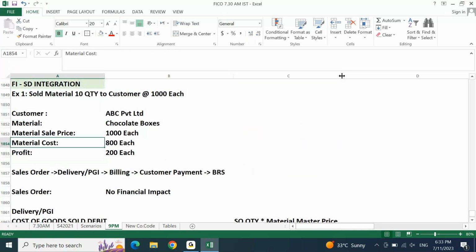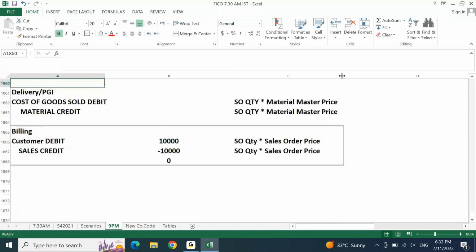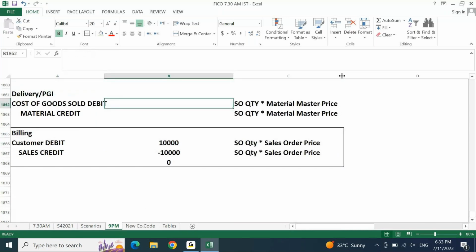Material cost is 800. If I assume that this is 800, I have delivered 10 quantity. I'll take sales order quantity 10 multiplied by material master price. This can be your standard price, or this can be moving average price. The price which is valid at the time of delivery will be picked up from the material master.